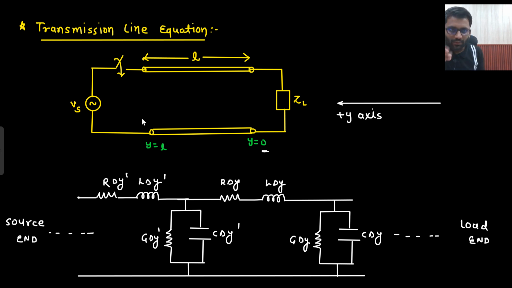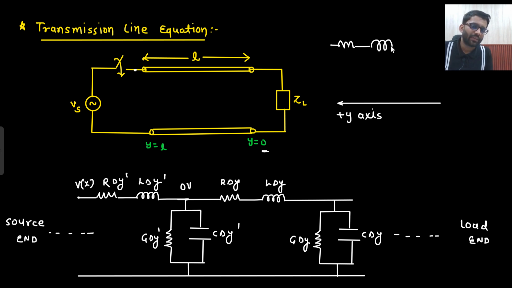So just as I close the switch, what will happen? Some potential will come here. So let's just say, just as you close the switch, some potential Vx came here. Now this capacitor was uncharged, so here there will be zero potential. So now what is happening? This is your resistance and this is your inductor. This is having some V potential, this is having zero potential. It will become an RL circuit.